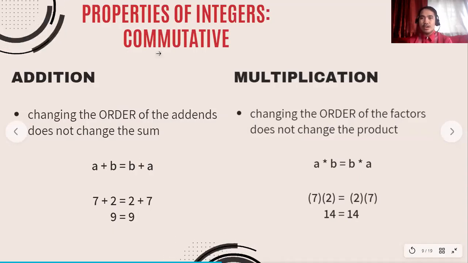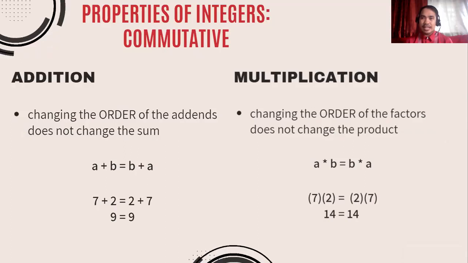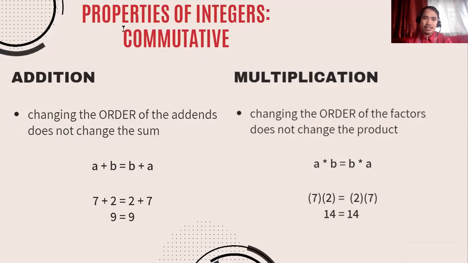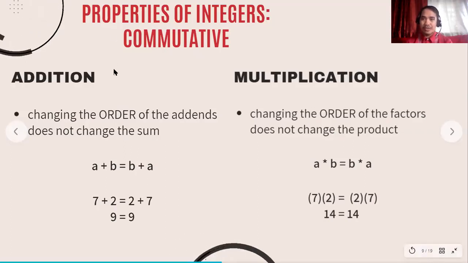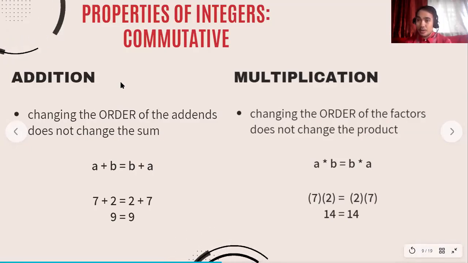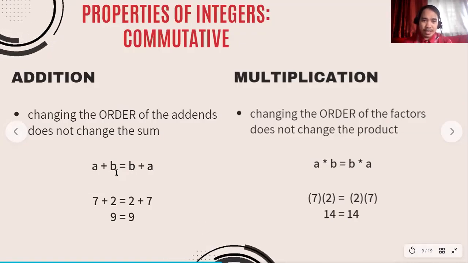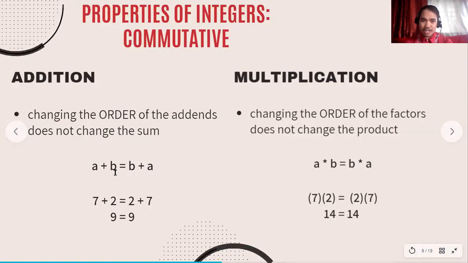Commute means going from one place to another place. Same goes to our lesson for today in math. That is changing the order of the addends or the numbers. It doesn't affect the value of the number. In mathematical notation, we have here a plus b is equal to b plus a. As you can see, the placement of the given variables changes.